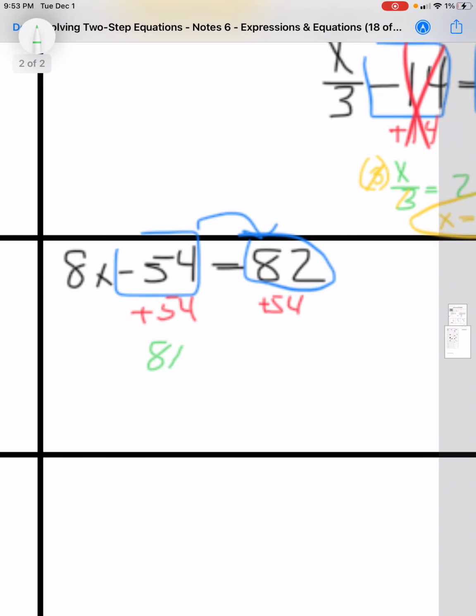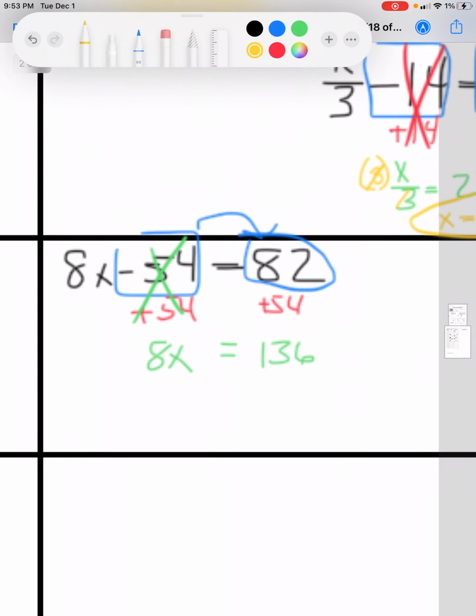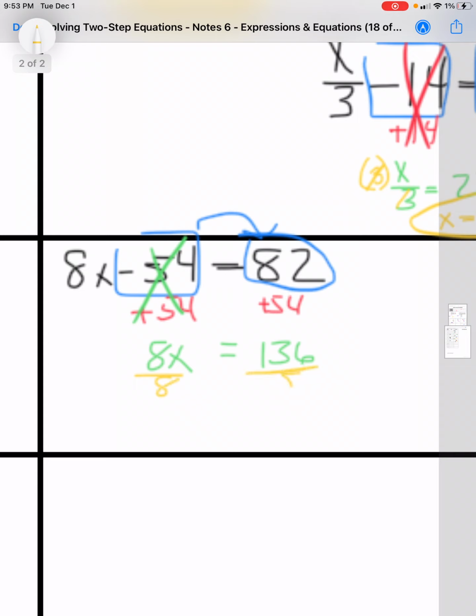So 8x equals 136, I believe. If I'm not right, I'm sorry. We're going to divide by 8 on both sides, and I'm going to be left with x is going to equal, I believe it's going to equal 17.